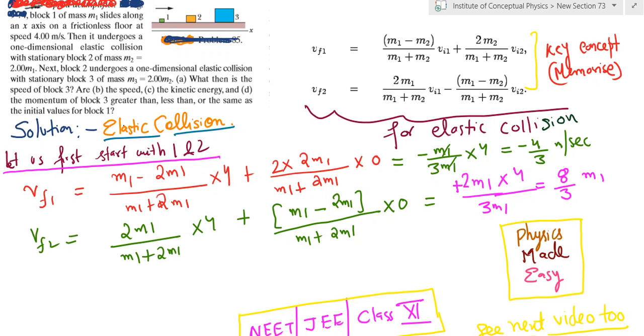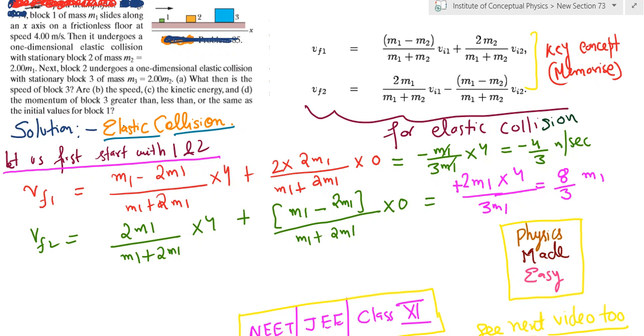So in this numerical, mass 1 strikes mass 2 elastically, and then mass 2 strikes mass 3 elastically. And the first part of the question is, what is the final velocity of mass 3? It is given that mass 1 starts with 4 meter per second when it strikes the mass 2. And initially, mass 2 and mass 3 are at rest. The only thing in motion is the mass 1.